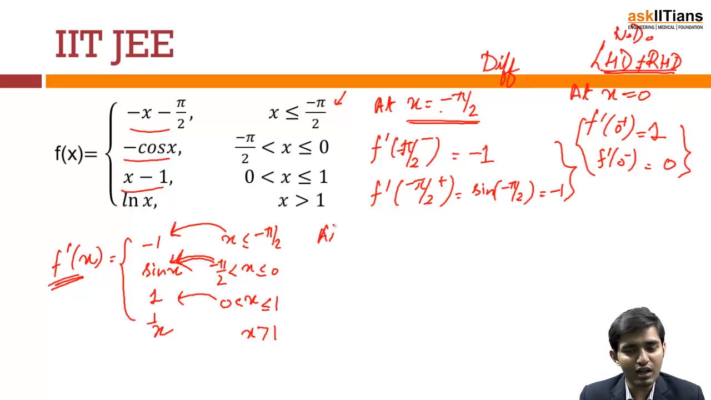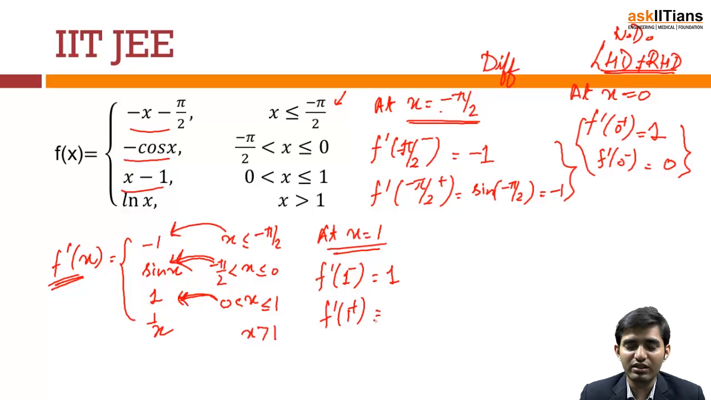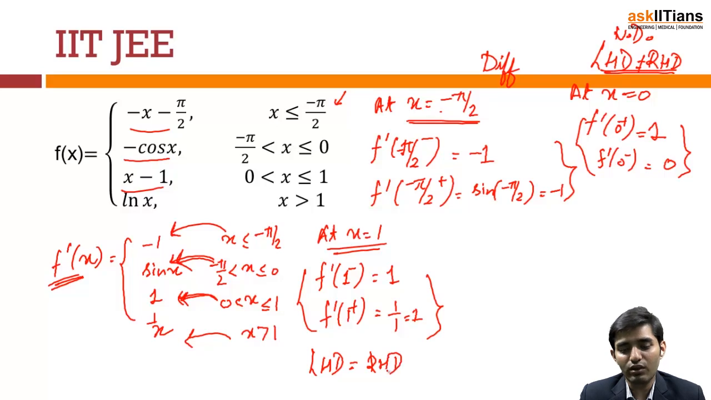Now let me check at x equal to 1. At x equal to 1, I will have to find out what is f dash 1 minus and f dash 1 plus. So f dash 1 minus means I will put x equal to 1 in this. This is a constant function, so it will remain same 1. And I will put x equal to 1 in this for f dash 1 plus. So 1 by 1, which is nothing but 1. Right, here again LHD is equal to RHD. Left hand derivative is equal to right hand derivative. So again it is differentiable at x equal to 1.